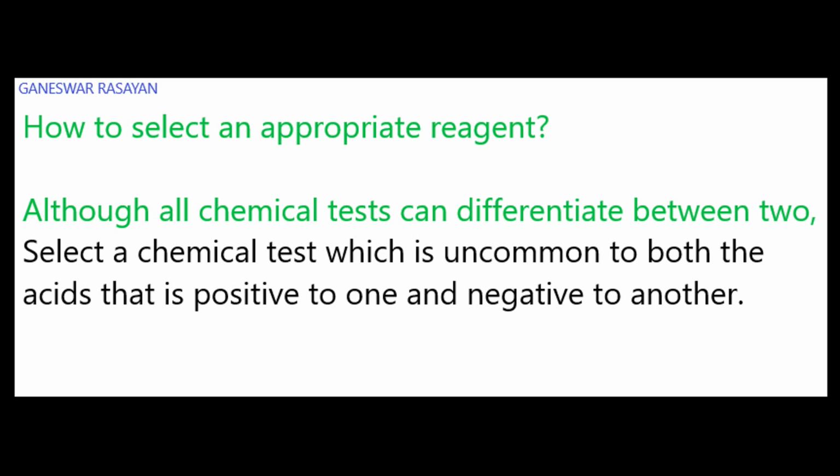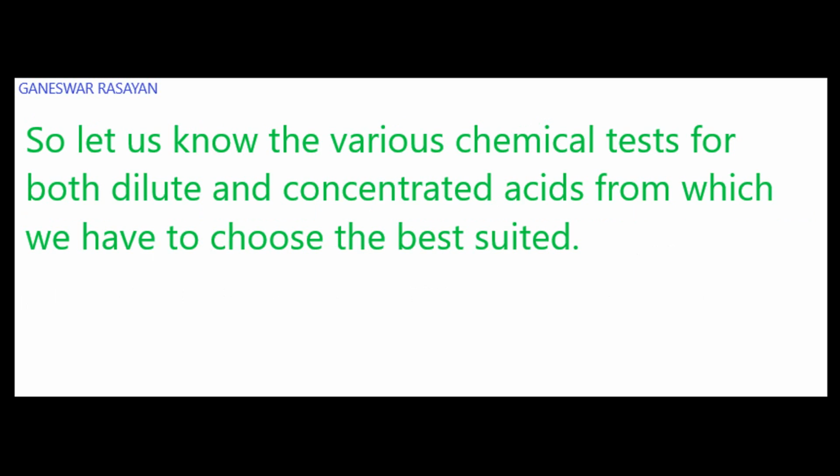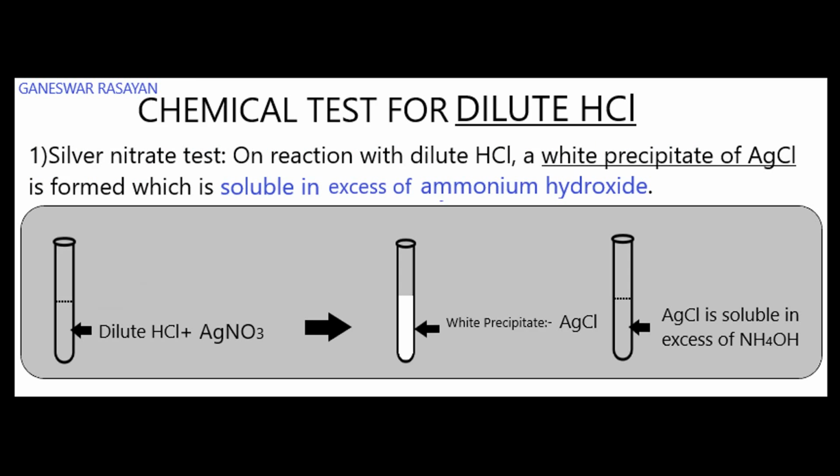How to select an appropriate reagent? Although all chemical tests can differentiate between two, select a chemical test which is uncommon to both the acids, that is, positive to one and negative to another. So let us know the various chemical tests for both dilute and concentrated acids from which we have to choose the best suited. The chemical test for dilute hydrochloric acid is the silver nitrate test.